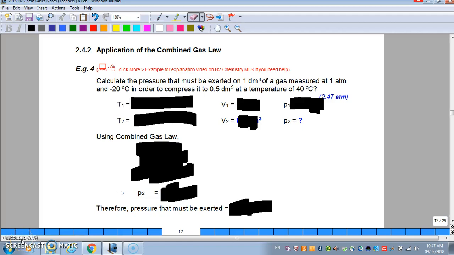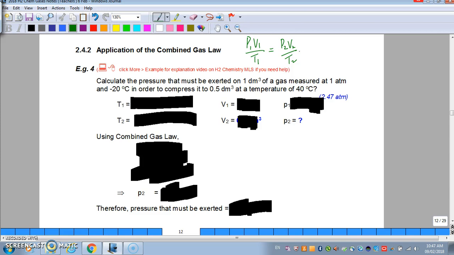Okay, now we come to the combined gas law. Just to recap a little bit, the combined gas law is something that you get when you combine Boyle's law and Charles' law together. In that case, what I get is an equation: P1 V1 over T1 equals P2 V2 over T2. This is the consequence of the combined gas law.